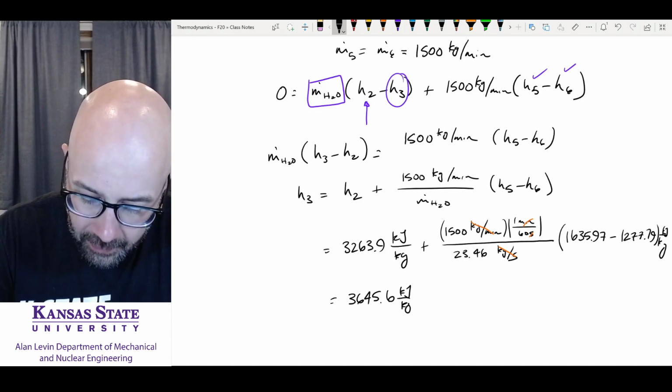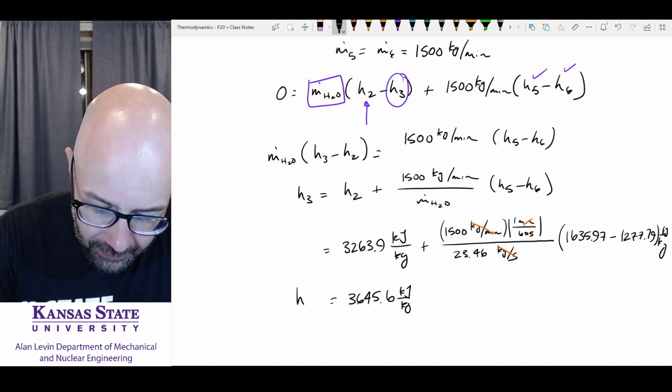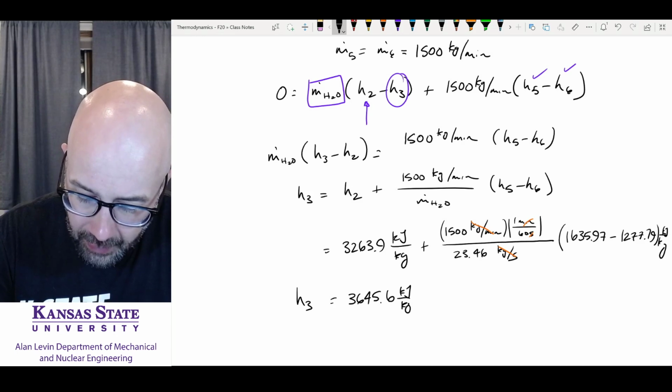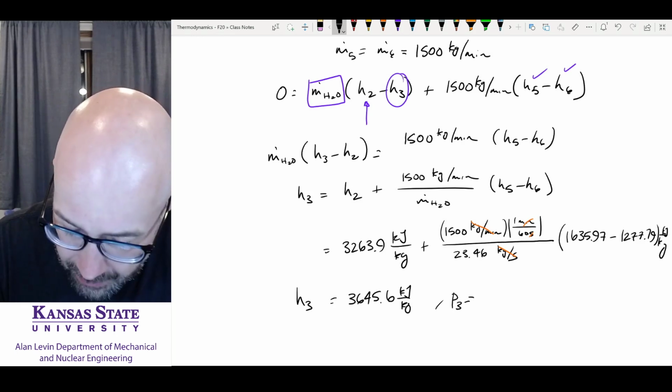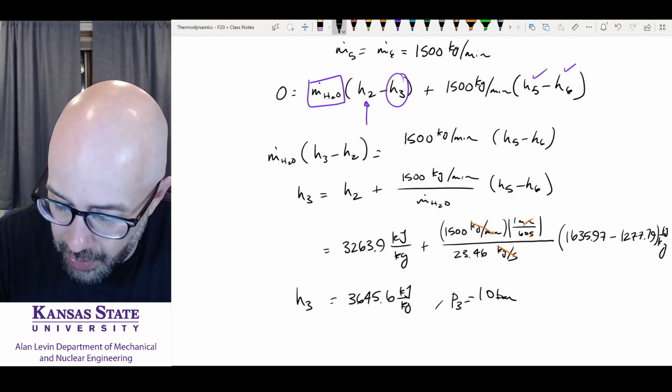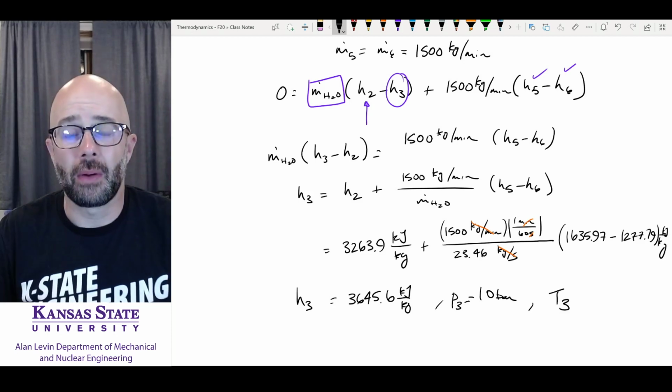Okay, now, what do we know? This is H3. Okay, H3 is this value. We also know that our pressure at 3 is equal to 10 bar. Okay, we want to know what the temperature is at 3. That's what one of the problem statements said.